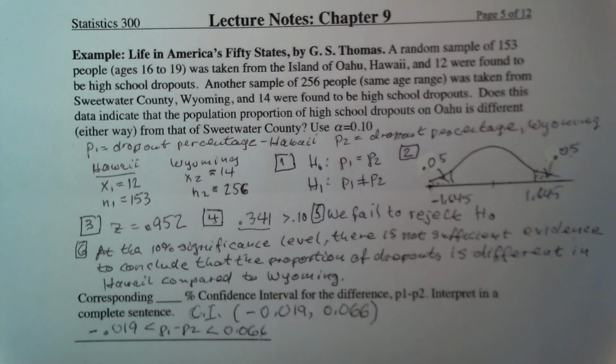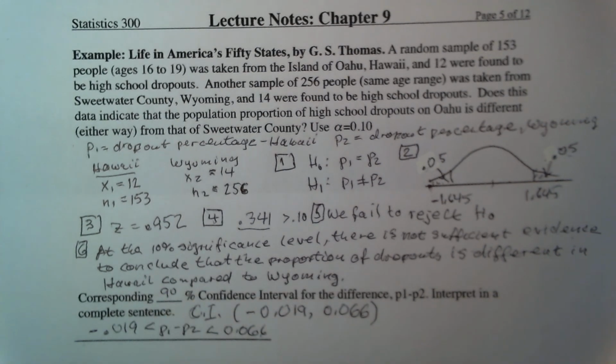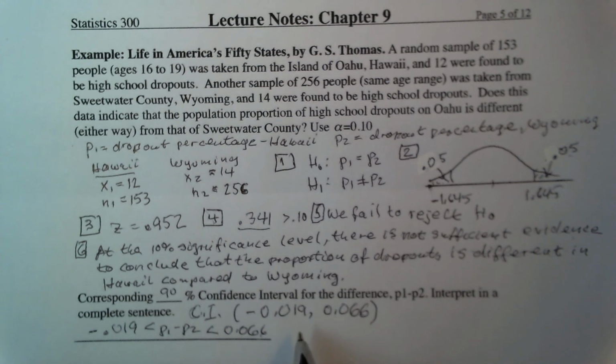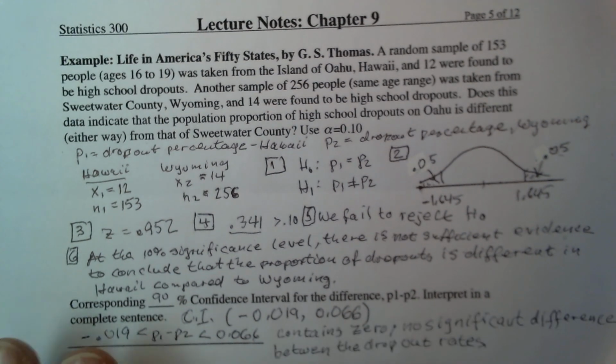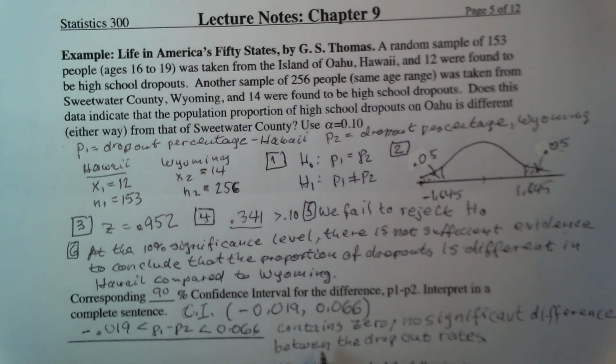Using technology, we can say that at the 90% confidence level, the difference between the two population proportions is insignificant. It contains 0. Again, it supports what we said earlier, that we failed to reject the null hypothesis. So again, here we use technology to determine the confidence interval based on 90% confidence. And so we say since the interval contains 0, there's no significant difference between the dropout rates in Hawaii and Wyoming.